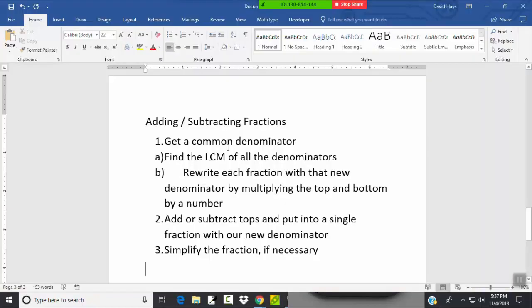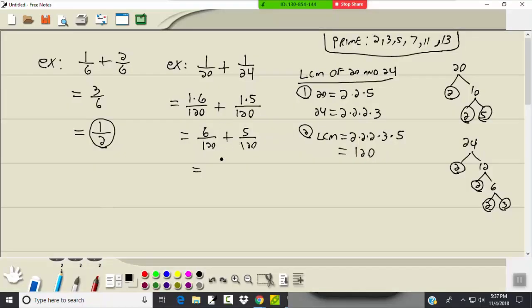At that point, we're ready for step 2. Add or subtract tops and put it into a single fraction of the new denominator. 6 plus 5 is 11 over 120. Now this doesn't simplify, so that would be our answer. Now let me show you another one. A subtraction.